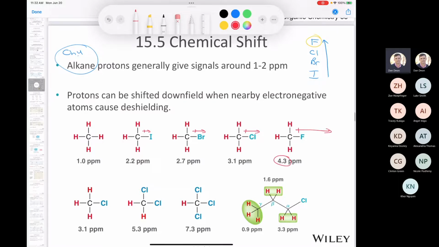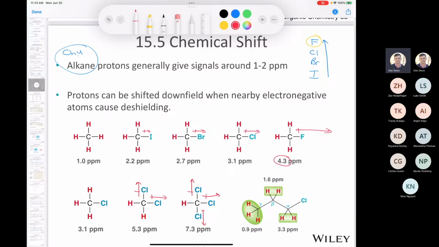Not only is it affected by the identity of the electron withdrawing group, whether it's an iodine, a bromine, a chlorine, or a fluorine, but it's also an additive effect. We can see that if we have just one chlorine, we saw that the chemical shift was around 3.1 parts per million for chloromethane. But if we have dichloromethane, then it's going to be even more pronounced, because now you've got two dipoles pulling on it, which causes more deshielding. And you can see that if you go to chloroform, which is CHCl3, you have 1, 2, 3 electron withdrawing groups just yanking electron density away like crazy. And so that causes an even higher chemical shift.